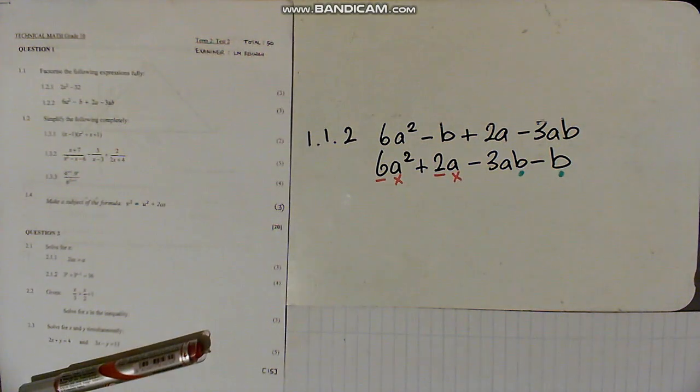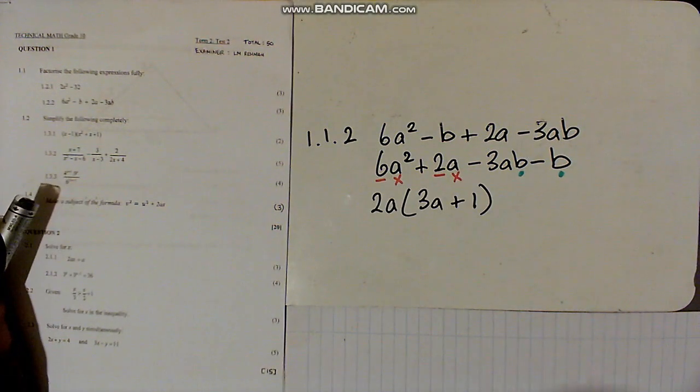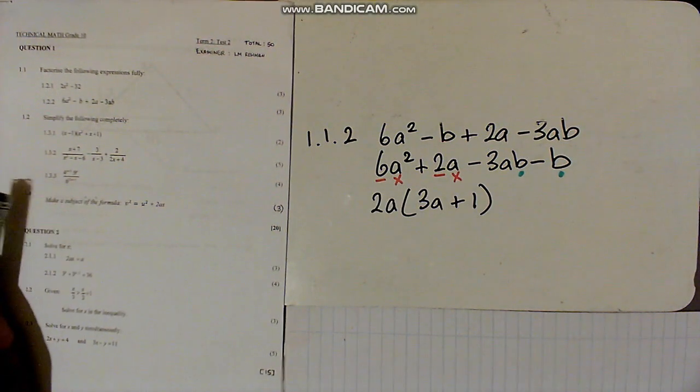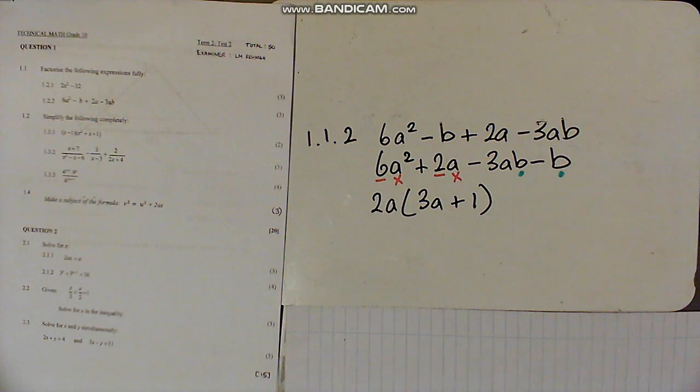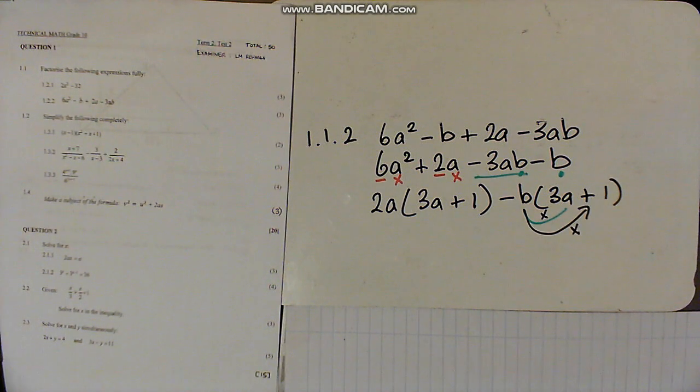If we look nicely, we can see in the first 2 terms, that is the ones with the red, 2a is common. So remove 2a. 2a times 3a will give me 6a squared, and 2a times 1 will give me 2a. Correct. Remove a negative b from the next 2 terms. If we multiply minus b times 3a, we will get negative 3ab. If we multiply minus b times 1, we will get negative b.